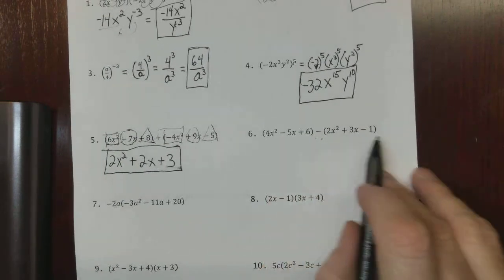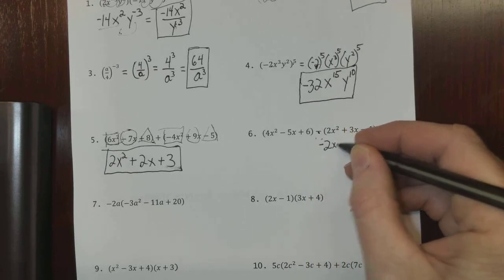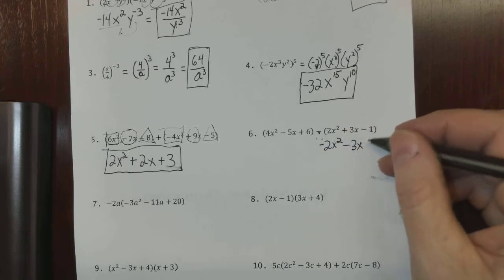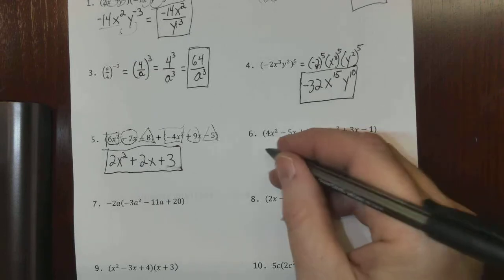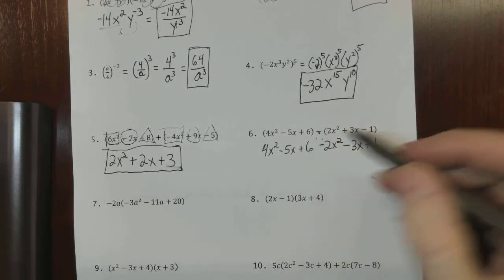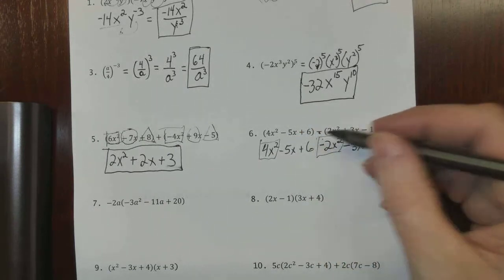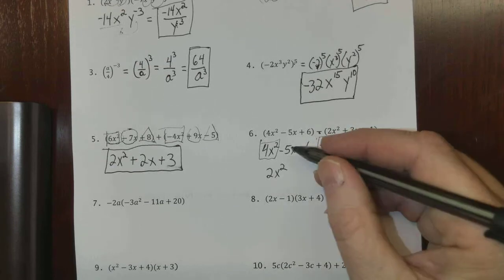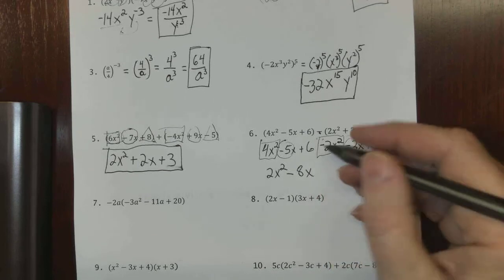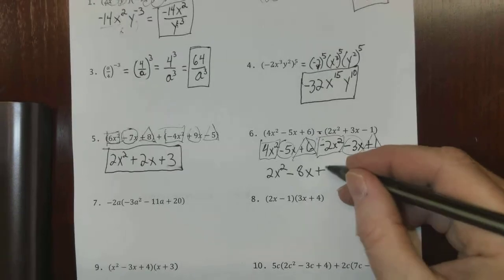Now this next one, we do the same thing. The other thing is this is a subtraction, so that subtraction is distributed to negative 2x squared, a negative and a positive for 3x. That's negative 3x. Negative, negative 1 is positive 1. So we have 4x squared minus 5x plus 6. I just rewrote that one. Let's put a box around 4x squared minus 2x squared, and that is 2x squared. I'll put a circle around minus 5x minus 3x, that is minus 8x, and a triangle around my constants. 6 plus 1 is 7.